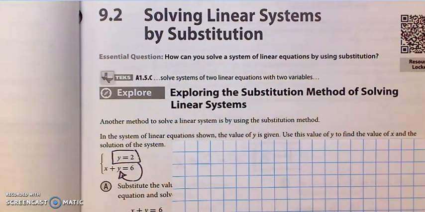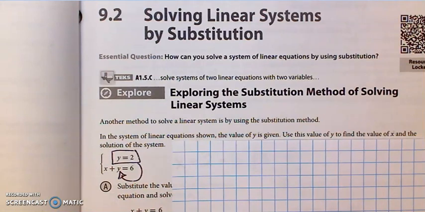Remember that in lesson 1, we solved linear systems by graphing both lines and seeing where those lines intersected. Okay? We have another method to solve linear systems, and that is solving linear systems by substitution. So we're going to just get right into it and do some examples together so that you understand what you're doing.